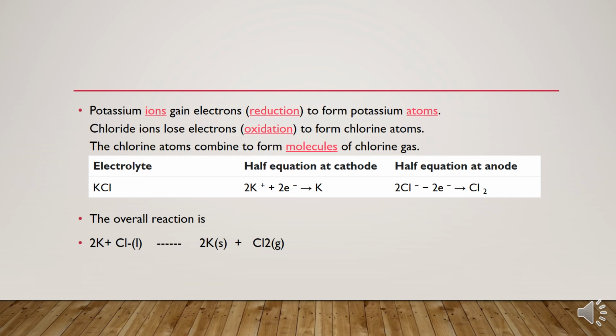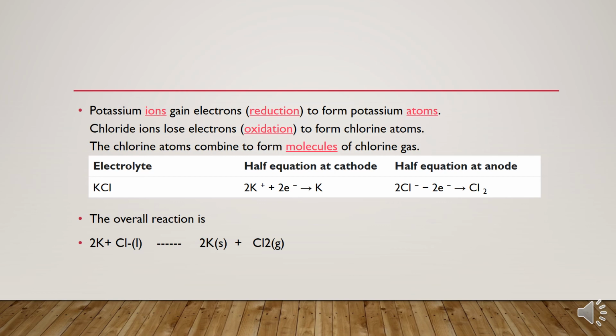The half equation that takes place at the cathode: 2K+ + 2e- gives 2K, potassium atoms. In the case of the anode, chloride ions lose electrons: 2Cl- gives Cl2 + 2e-.